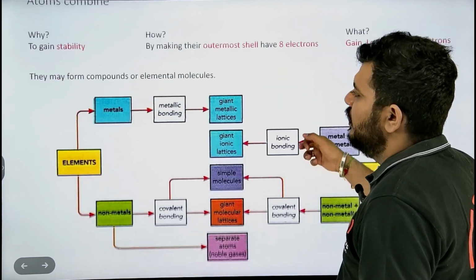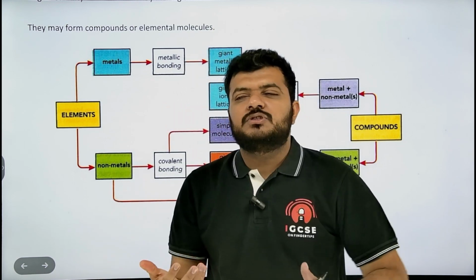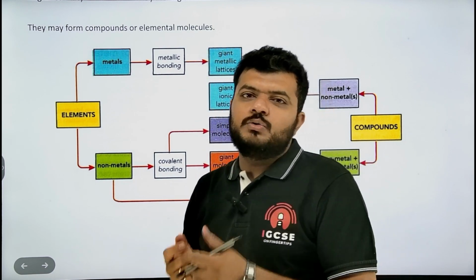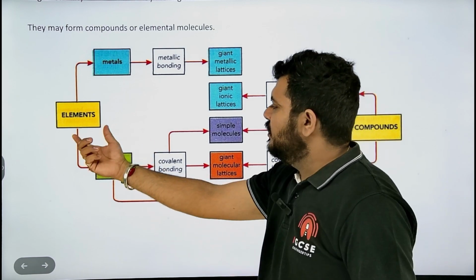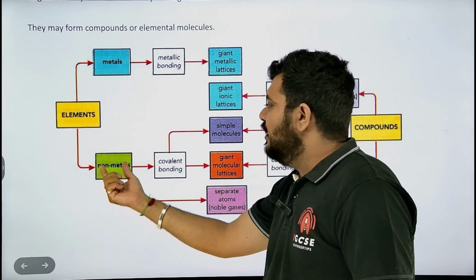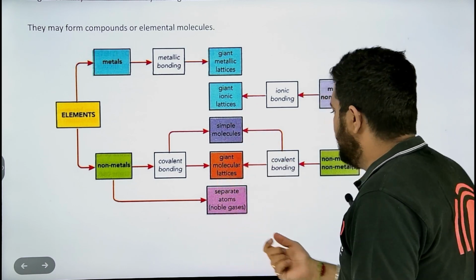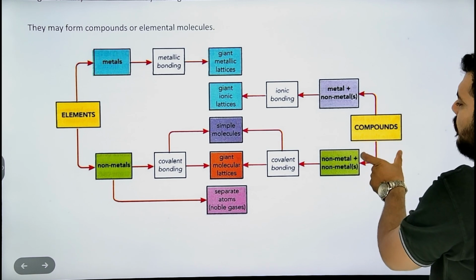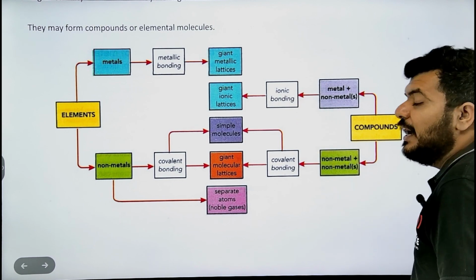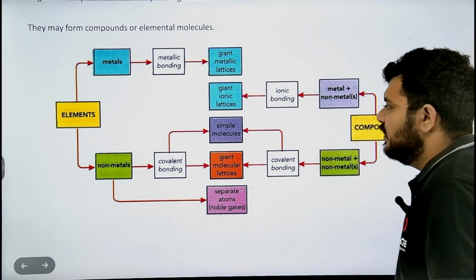Now, they may form compounds or elemental molecules. Elemental molecules like oxygen, nitrogen, chlorine. That is a diatomic molecule. Each molecule contains 2 atoms. So elements may combine. If it is a metal, we will see metallic bonding. If it is a non-metal, we will see different types of bonding. If it is forming a compound, it may be between a metal and a non-metal. If it is between a metal and a non-metal, it will be ionic bonding. If it is between a non-metal and another non-metal, it is generally covalent bonding.